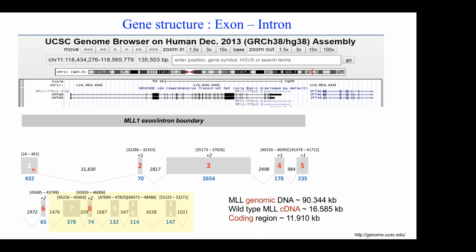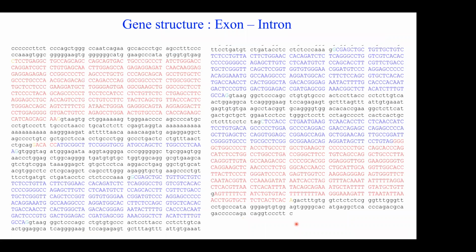Here you can see this intron is 31 kb in size. The second intron is only 2.8 kb in size. The fourth intron is only 984 base pairs. So the exon size varies, the intron size varies. The genomic DNA in this case is 90 kb in size. The cDNA becomes 16 kb in size, but the coding region is only 11 kb. So this is a typical example when you look at genomic DNA.